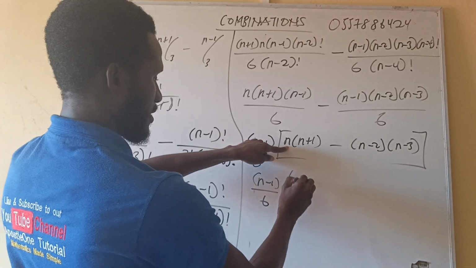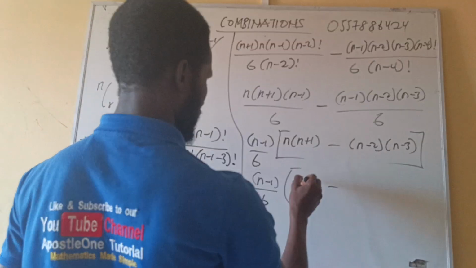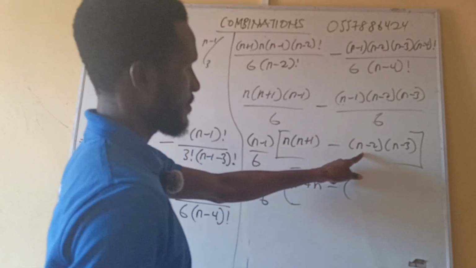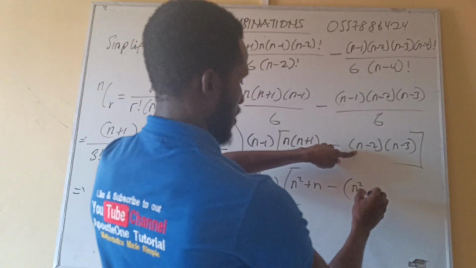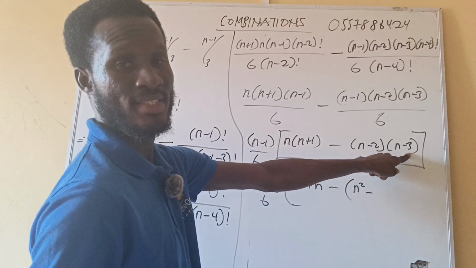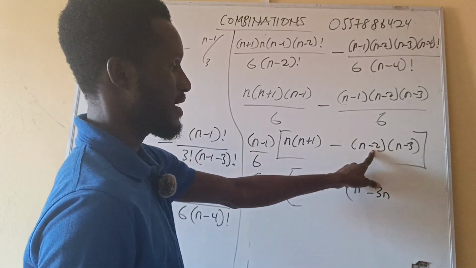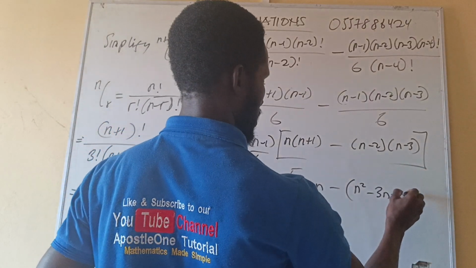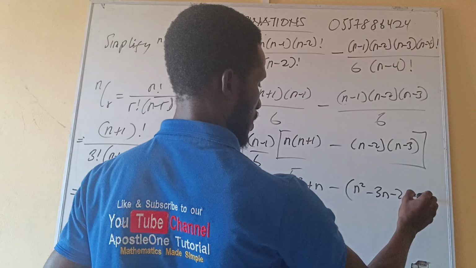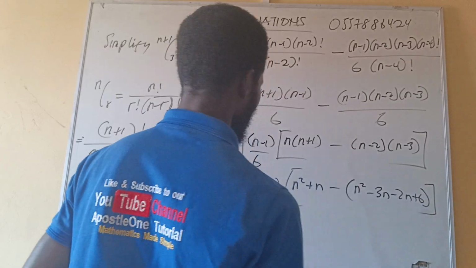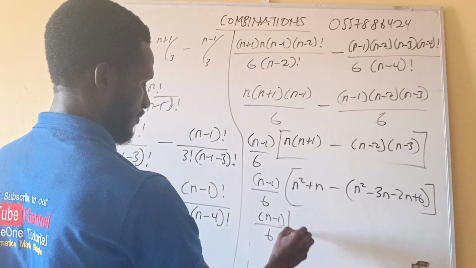I'm going to get n squared plus n. Now minus, let me expand this one before. I'm going to get n squared, minus n times minus 3 will give us minus 3n. Minus 2 times n will give us minus 2n. And then minus 3 times minus 3 will give us what? 6. Now again, I'm going to get n minus 1 over 6.